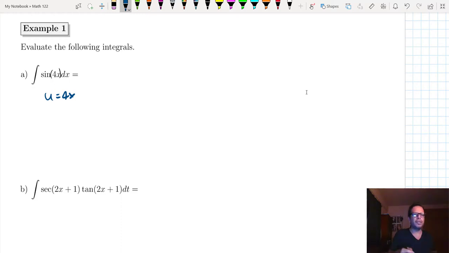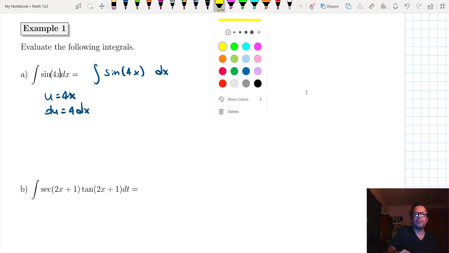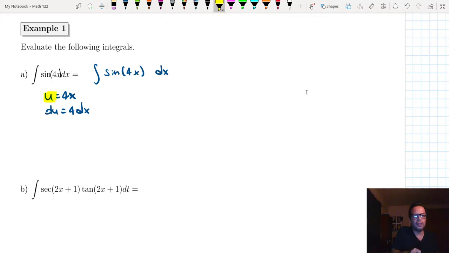Let's see, and then we are going to find the differential, du equals the derivative of 4x, which is 4 dx. So that's the differential. Let's rewrite the integral. We're going to have the integral of sine of 4x. I'm going to leave a space here for that missing factor in order to complete the differential. With yellow, I'm going to highlight what we set for u, which will be changed in the substitution.